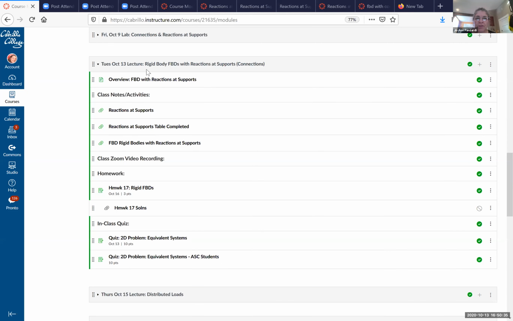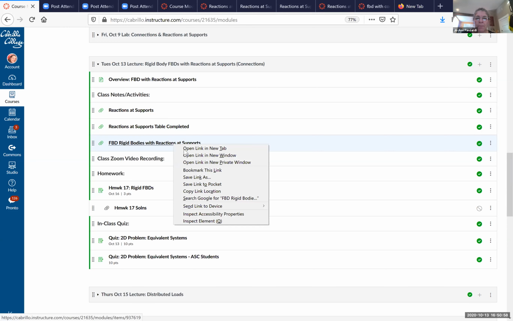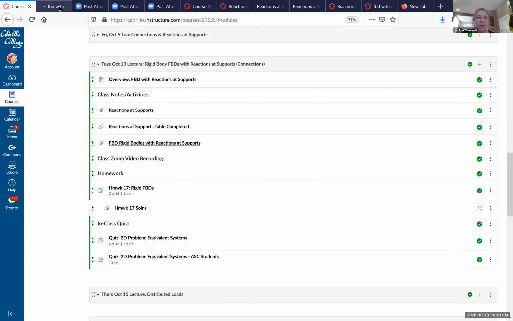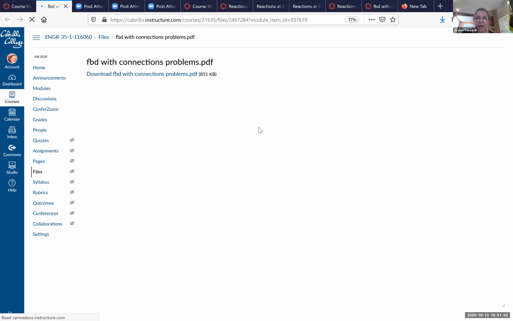Tuesday, October 13th, we're doing free body diagrams of rigid bodies with reactions at supports. So here were the reactions at the supports, the table that you saw that has all the reactions at the supports shown. This is the table that you worked on Friday and it's completed. And now what I want to do is open up this because we're going to start doing all these free body diagrams.